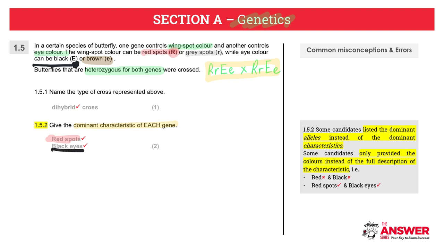The diagnostic report says that some candidates listed the dominant alleles, so they wrote big R and big E instead of the dominant characteristic. Some candidates only provided the colors instead of the full description of the characteristic, so they just wrote red and black instead of red spots and black eye color. And this is really important to teach learners to write full words, full phrases, full sentences, because a characteristic is not just red or black. Different parts of the butterfly are red or black. It has red spots and black eyes.